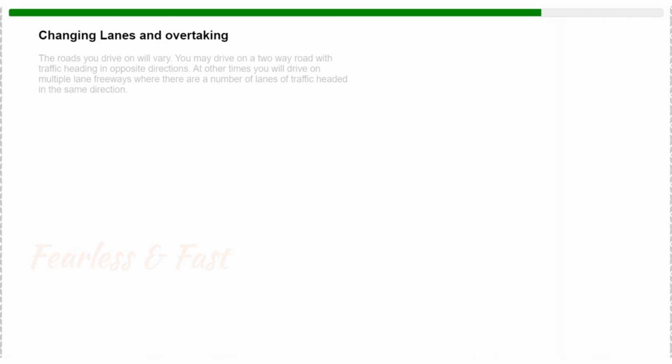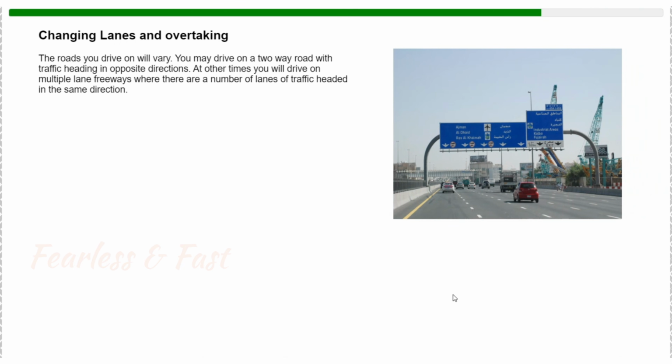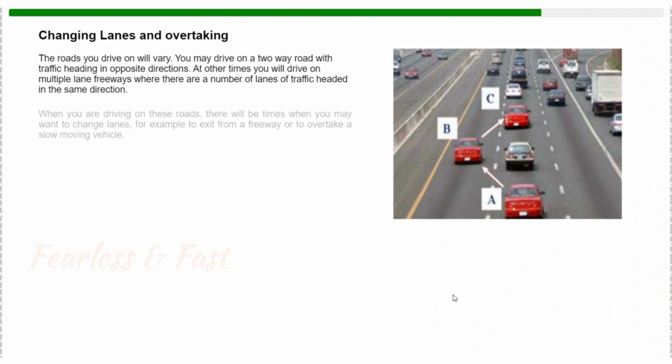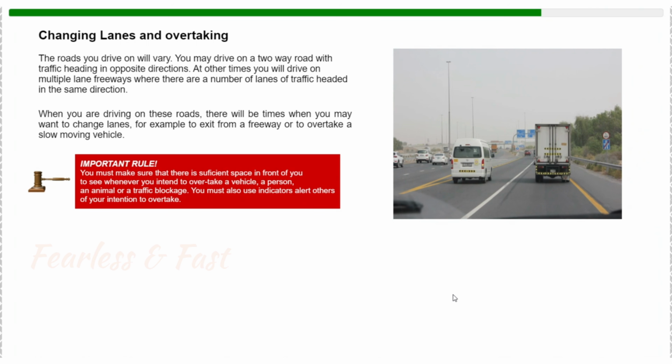Changing lanes and overtaking. The roads you drive on will vary. You may drive on a two-way road with traffic heading in opposite directions. At other times you will drive on multiple lane freeways where there are a number of lanes of traffic headed in the same direction. When you are driving on these roads, there will be times when you may want to change lanes, for example to exit from a freeway or to overtake a slow-moving vehicle.